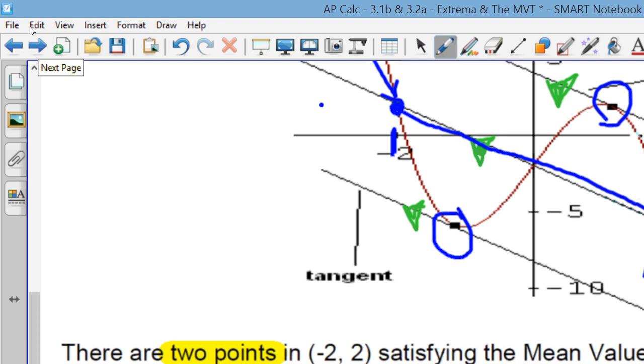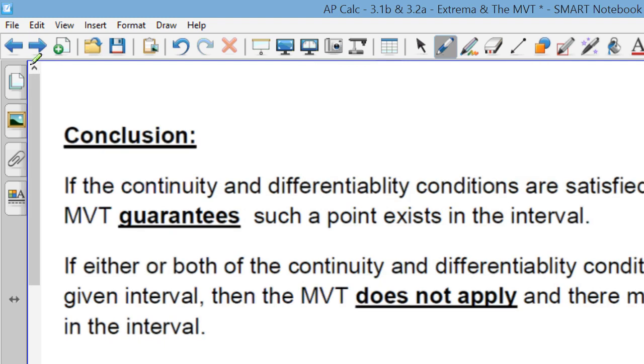So now let's see if we can do some algebra to get there. And here's some things. If there's continuity and differentiability, so don't forget about that, always say that first, then it guarantees that there will be a point where the slope of the tangent line is the same. If either of them is not guaranteed, if there's not continuity and differentiability, then the theorem does not apply. Okay.